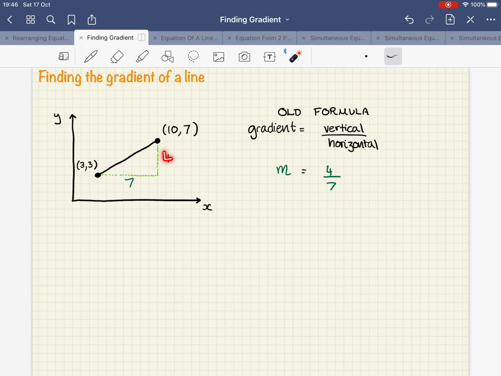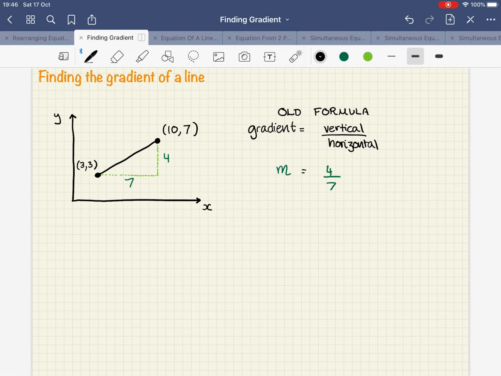Similar idea here with the 4. My highest point there is 7 and my lowest point is 3. And if I do 7 take away 3, that is going to give me 4. So with that in mind, if I take away one of my x coordinates from the other and one of my y coordinates from the other, that can give me the numbers to figure out my gradient.